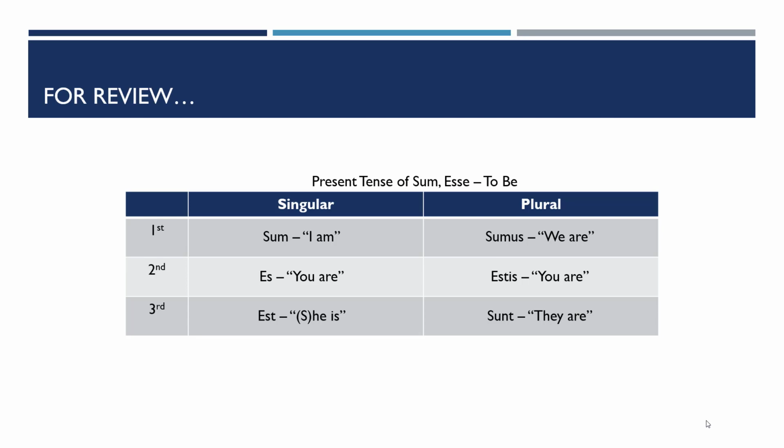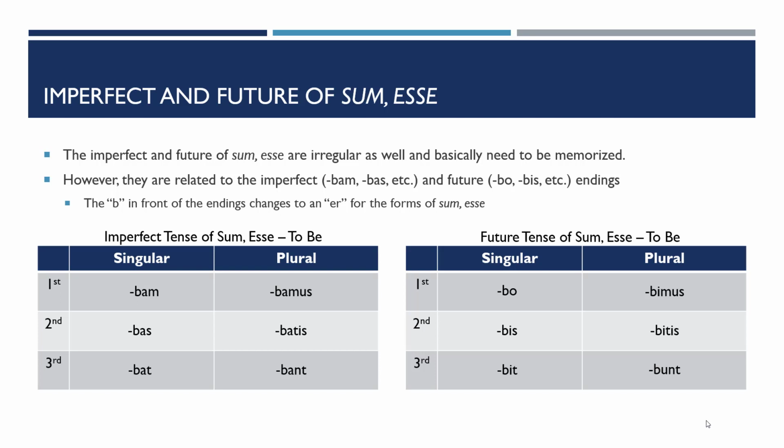Moving forward with the imperfect and future. In the present tense we can say something like, I am happy. But what if we want to say I was happy or I will be happy? Well, you can do that just like we do in English. We change our form of the verb to be from am to was, or from am to will be. Same thing we're going to do in Latin. And again, it's all based on the endings.